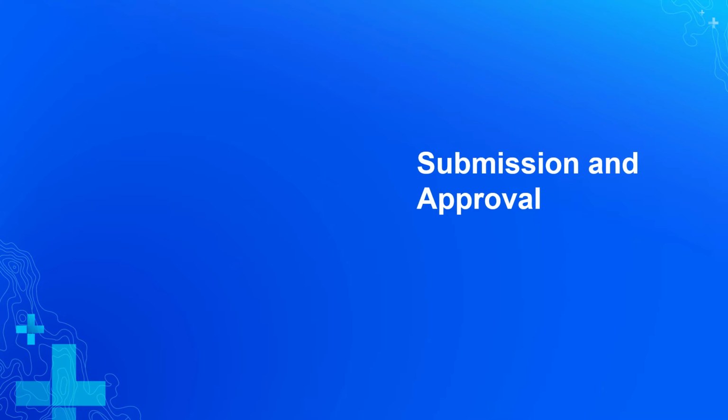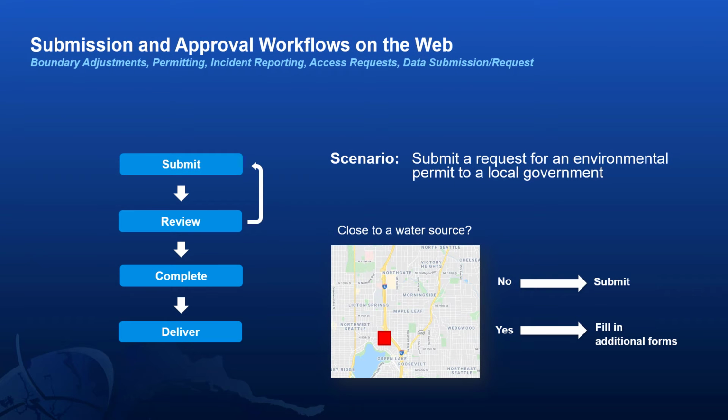Let's start off by showing one type of use case, so a traditional submission and approval workflow on the web. These are really good examples of a typical repeatable process that contains four stages of submission, review, completion, and delivery. And there are a lot of examples of this use case in real life, like boundary and address changes, permitting, data submission, and request.